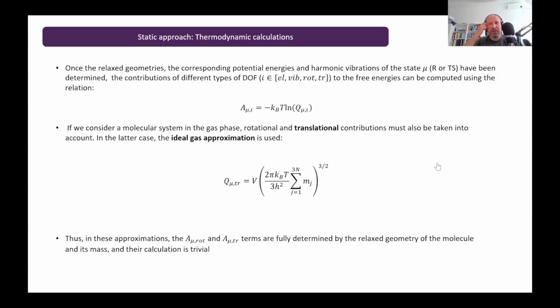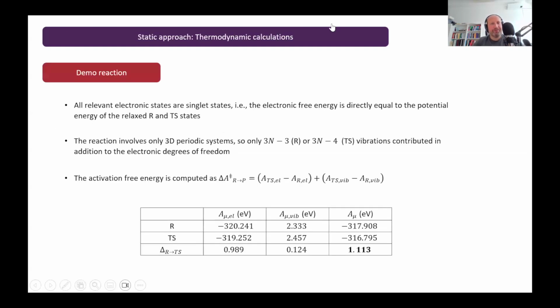In the case of translational degrees of freedom, we use the ideal gas model to represent these degrees of freedom. The partition function takes a very simple form, because for the given conditions specified by volume and temperature, the only extra thing that we need is the total mass of the molecule. So this is very easy to compute. Both rotational and translational free energy contributions are easy to compute. They don't require any ab initio calculations. You just take geometries and masses and you have it.